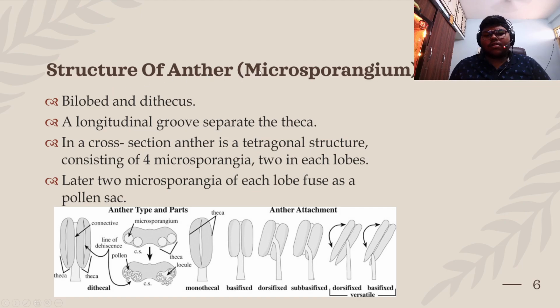Structure of anther or microsporangium. It is bilobed and dithecous. A longitudinal groove separates the theca. In a cross-section, anther is a trigonal structure consists of four microsporangia, two in each lobe. Later, two microsporangia of each lobe fuse as a pollen sac.